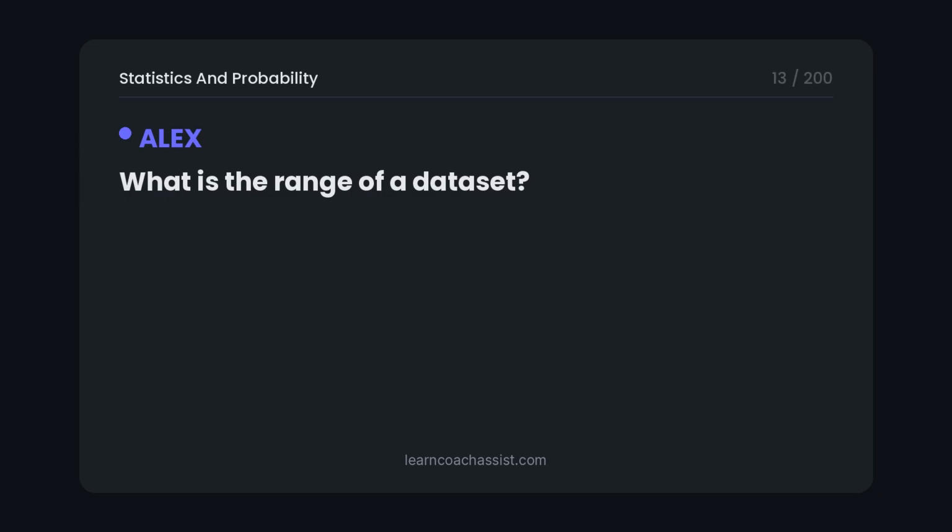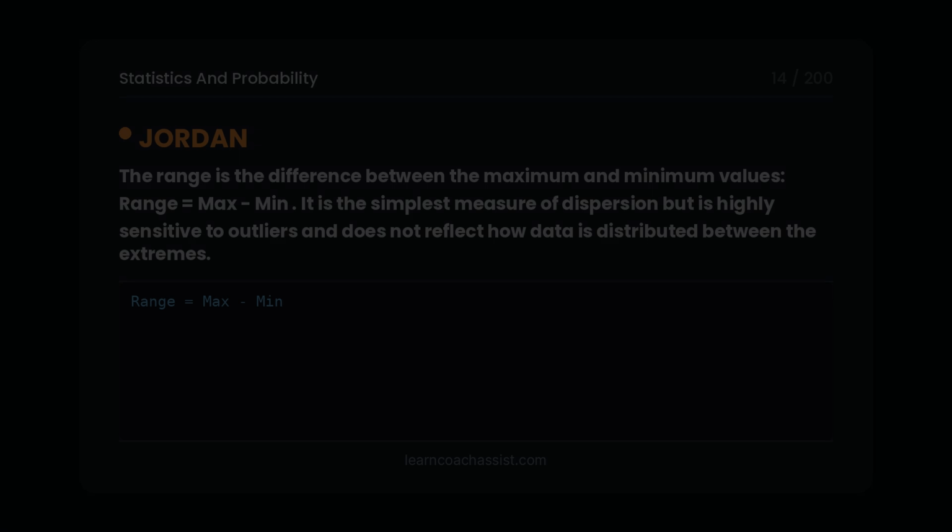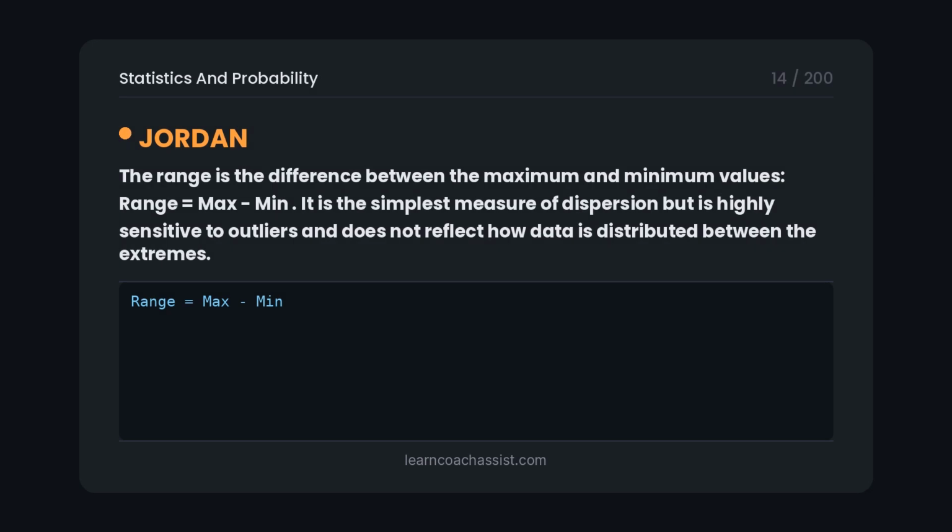What is the range of a dataset? The range is the difference between the maximum and minimum values. Range = max − min. It is the simplest measure of dispersion but is highly sensitive to outliers and does not reflect how data is distributed between the extremes.